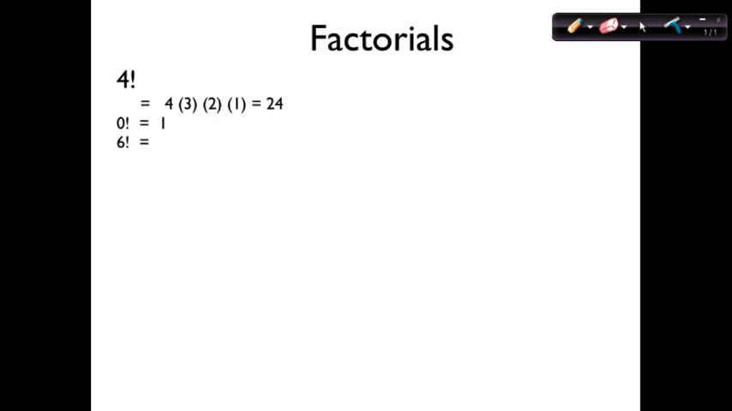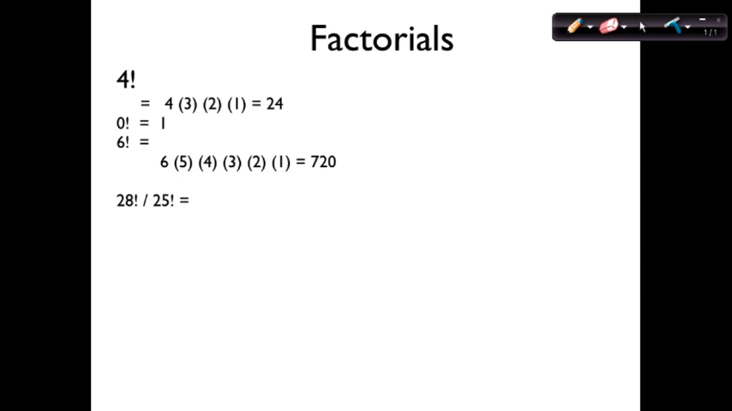6 factorial, write it out, find the value. Go, write out what 6 factorial is, find the value. Okay, great. All right, so Sydney, what's that? 6 times 5 times 4 times 3 times 2 times 1, 720.